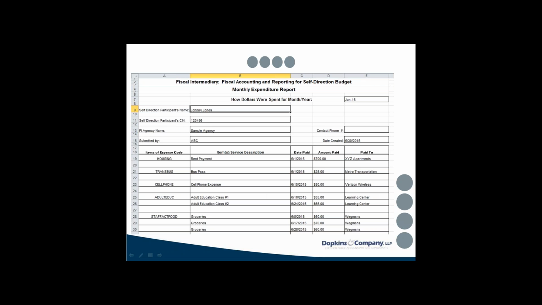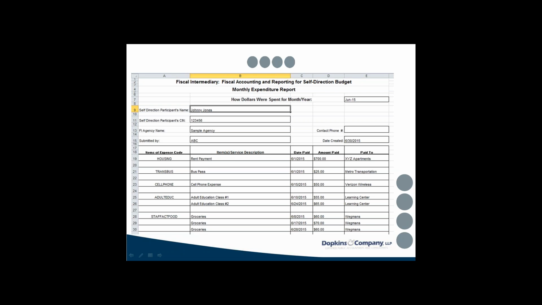Here's another report, a different report, coming from the same information. This is the sort of thing that you might deliver to the MSC or to the individual or the individual's family. Here's what we're doing to provide for Johnny's self-directed services. He has housing, and there's $700 paid this month to XYZ apartments. Hopefully that's where Johnny lives. We're not paying them to somebody else. Transbus, there's his $25 bus pass to the Metro Transportation. His cell phone expense, $50 to Verizon Wireless.